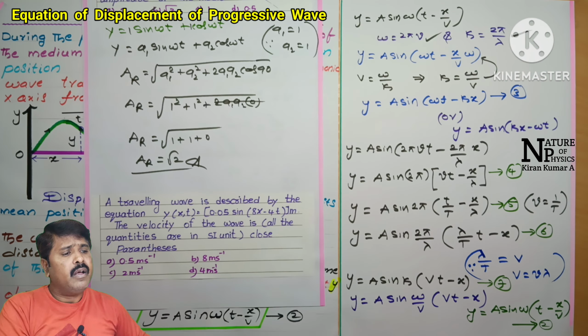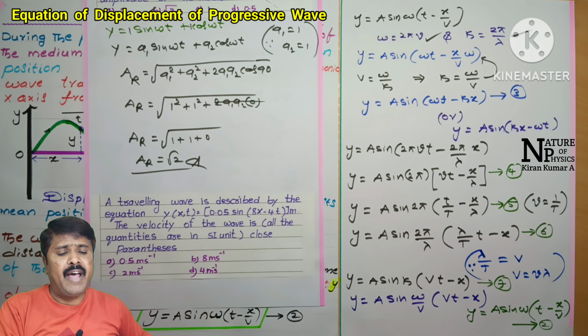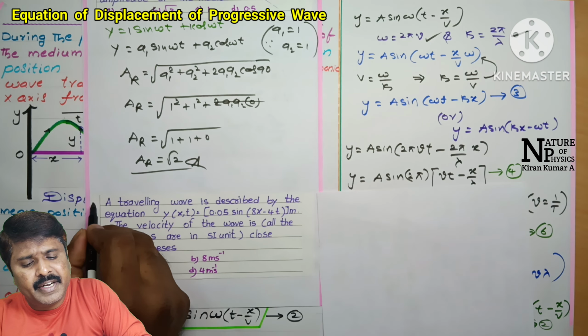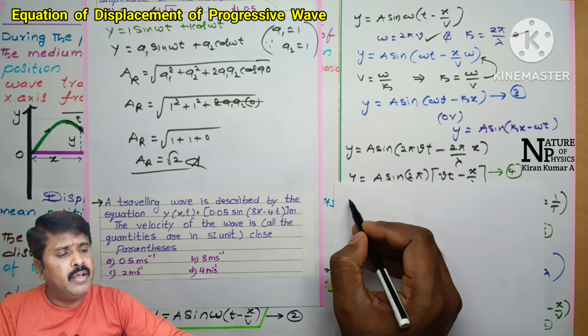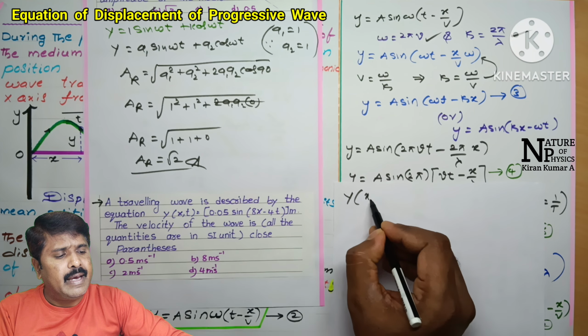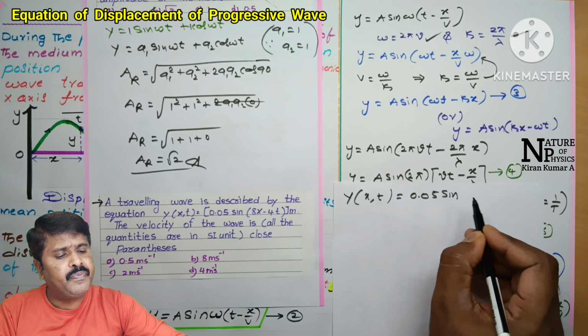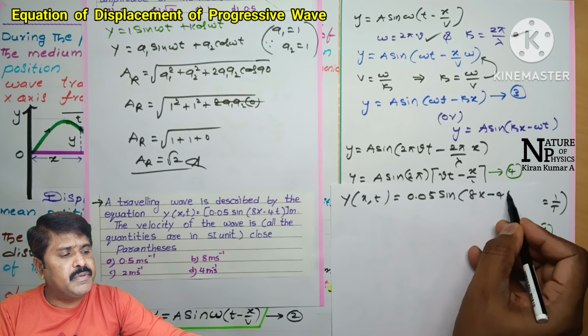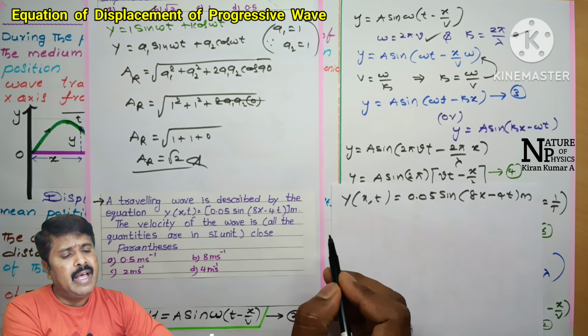based on the different equations of progressive waves. This is the question: a traveling wave is described by the equation y of x comma t, y is a function of x and t, equal to 0.05 sine 8x minus 40t, in meters as given in the question, student. Notice this. In this equation, the velocity of the wave is being asked.